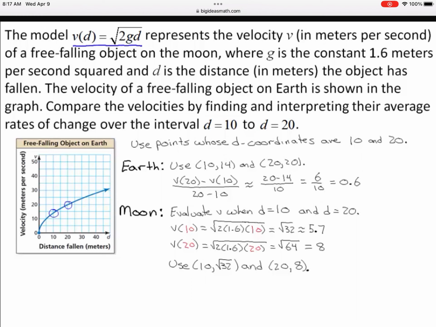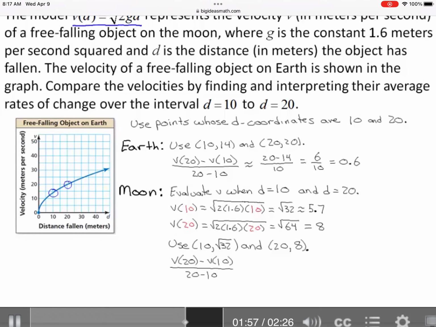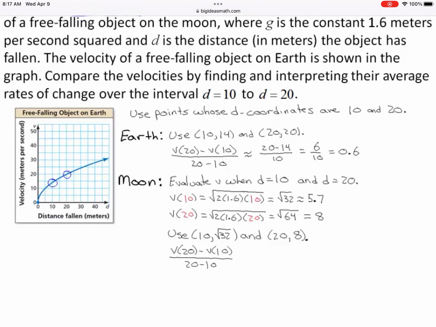The average rate of change of the velocity of a free-falling object on the moon is given by the quantity v of 20 minus v of 10 divided by the quantity 20 minus 10. Substituting 8 for v of 20 and the square root of 32 for v of 10 simplifies the expression to the quantity 8 minus the square root of 32 divided by 10, or approximately 0.23.